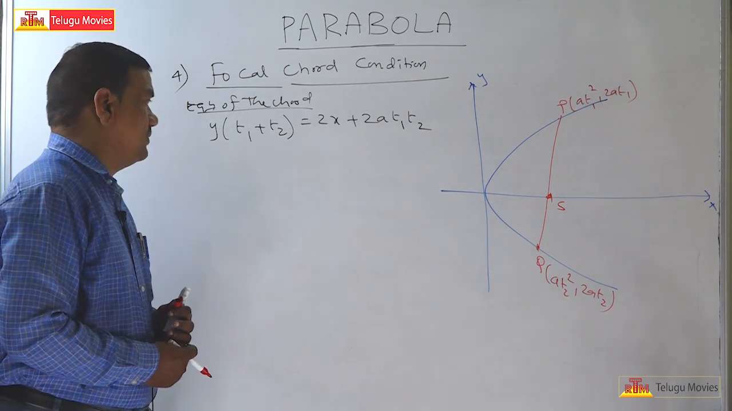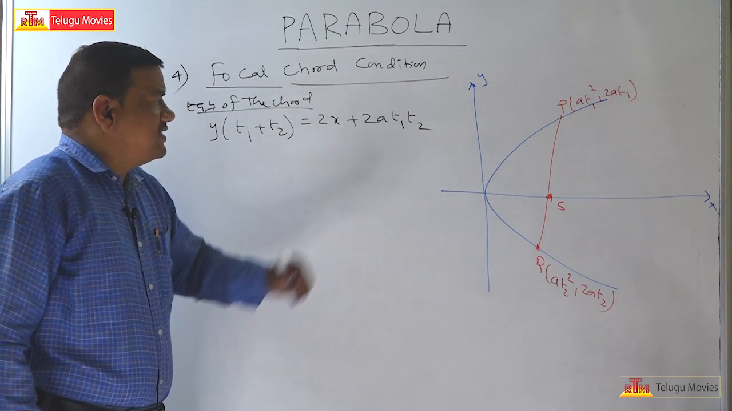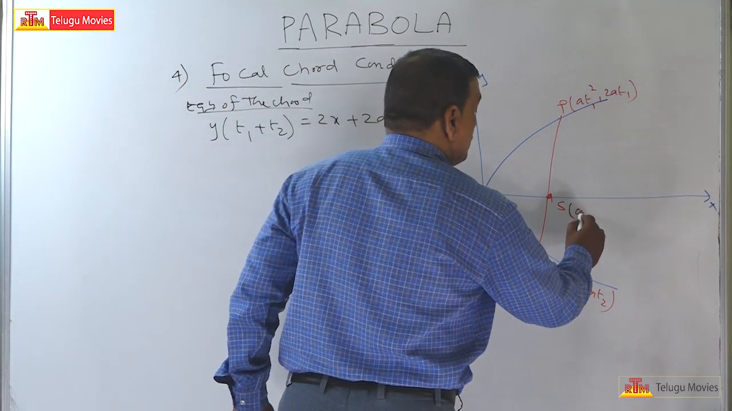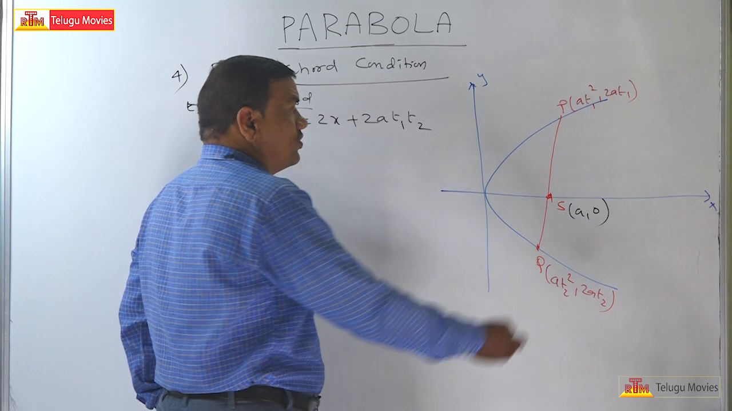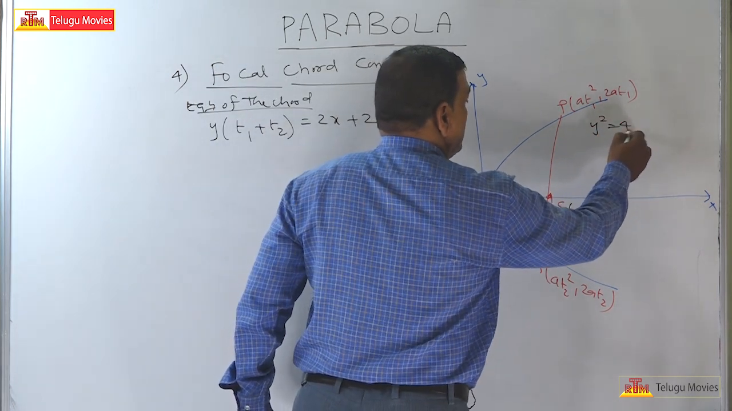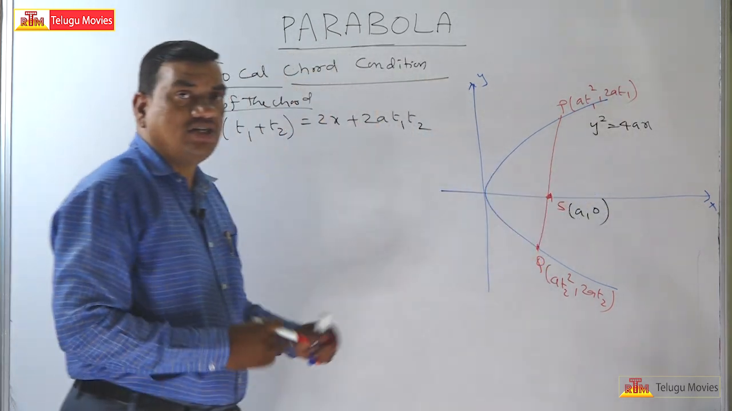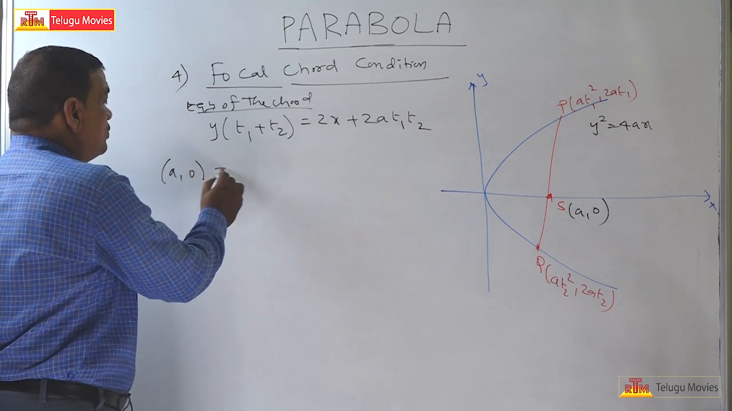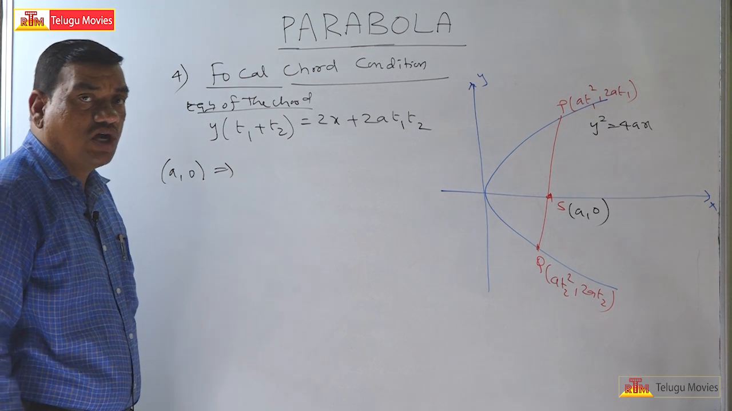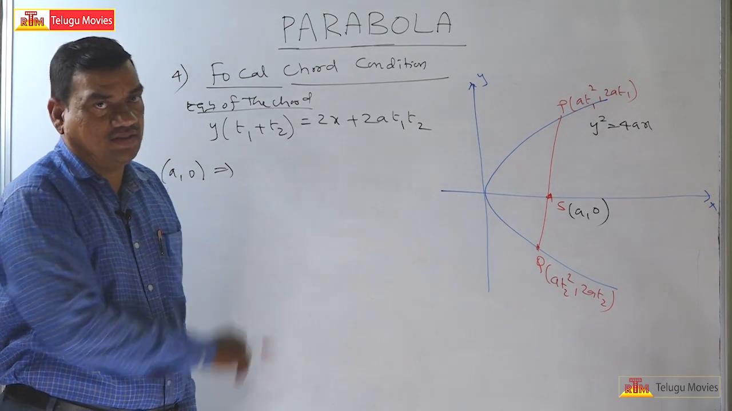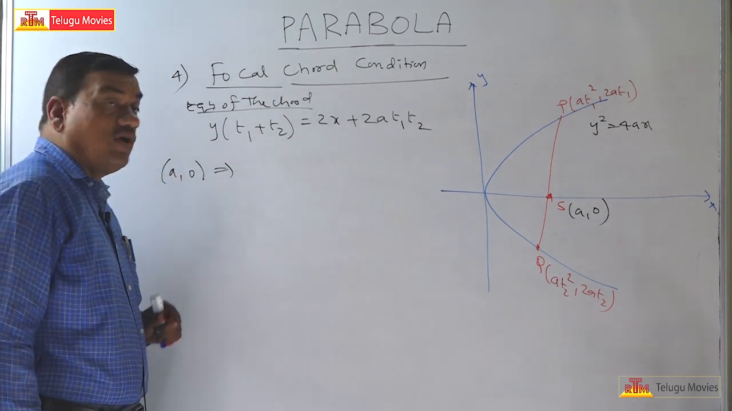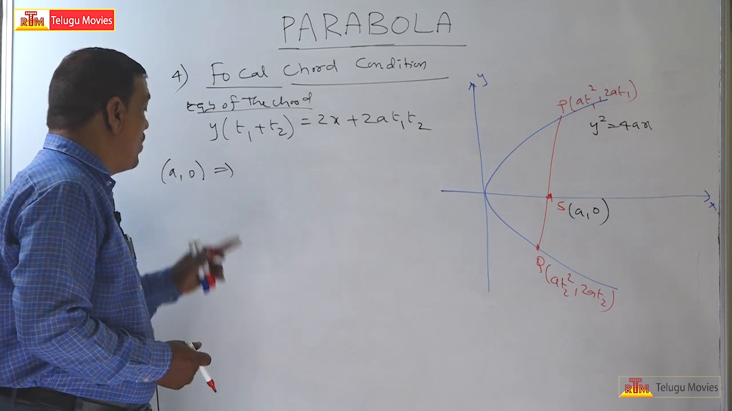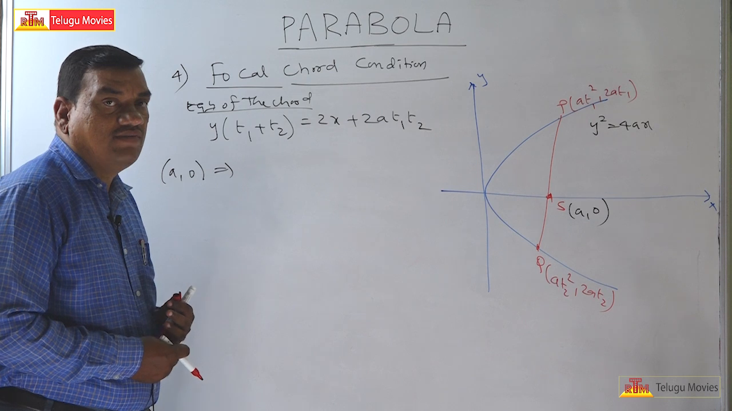Now the thing is, since it is a focal chord, it passes through the point (a, 0). Of course, the equation of the parabola is y square is equal to 4ax, the standard form we are taking. That means this chord is passing through the point (a, 0), which are the coordinates of the focus. So in place of x, substitute a, in place of y, substitute 0. Let us see what happens.